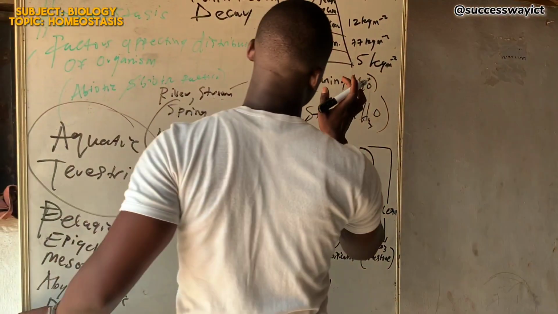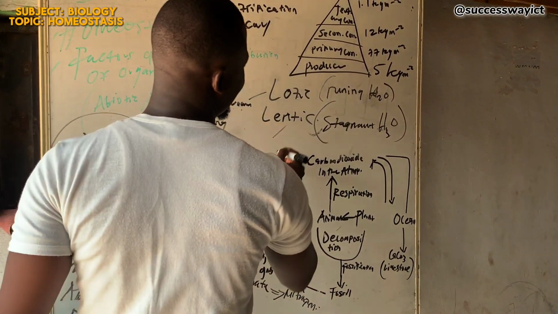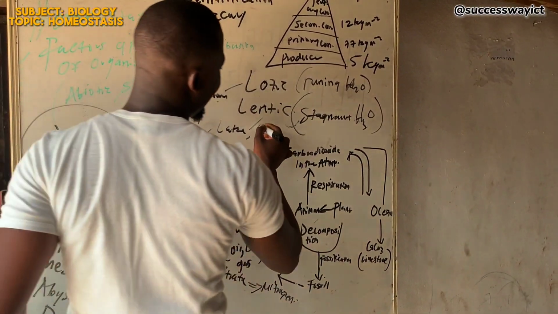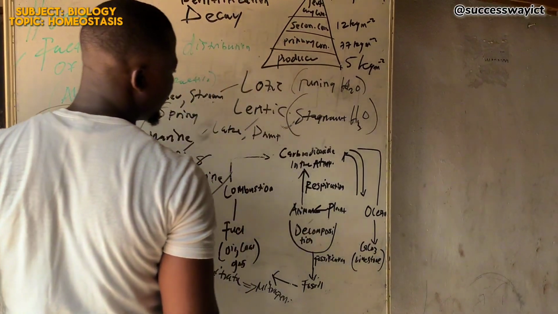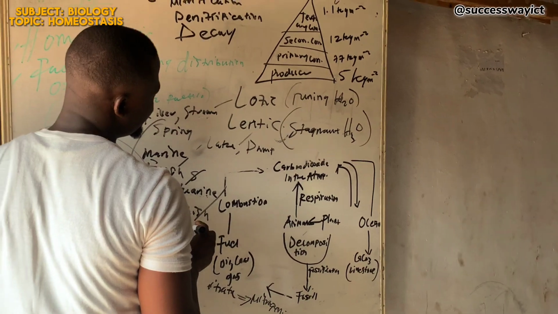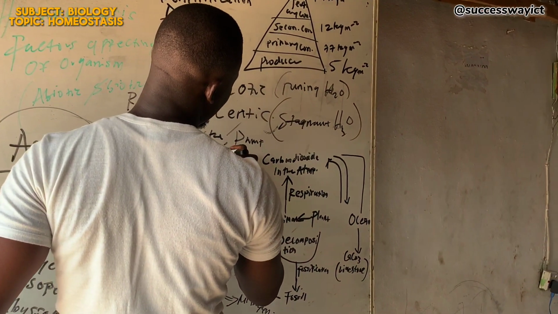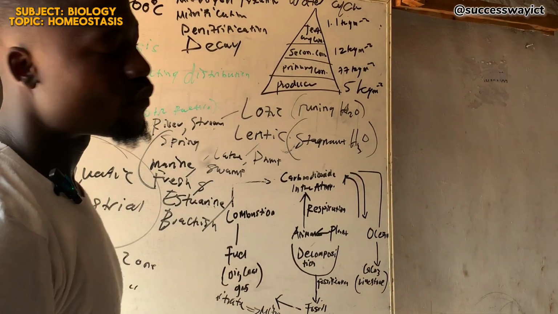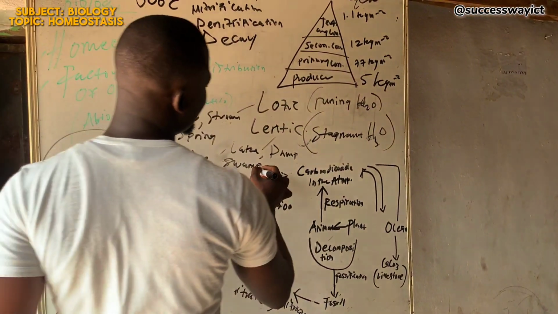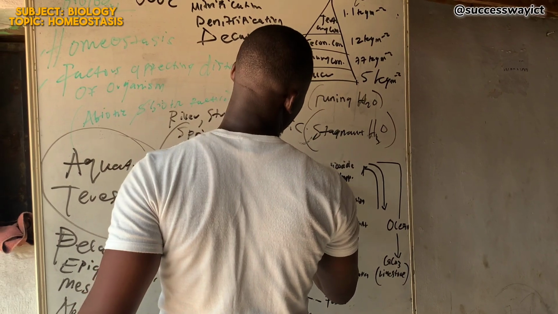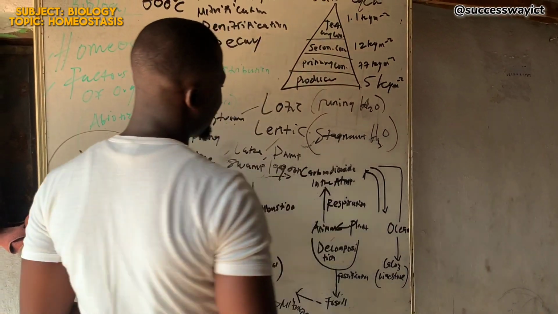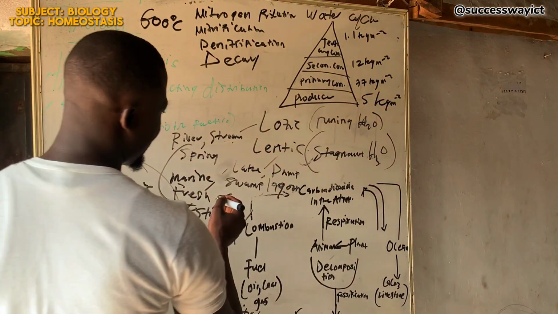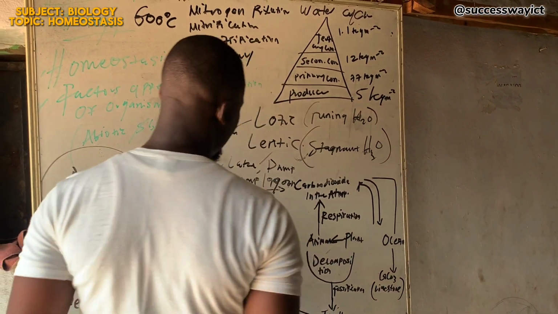Okay. What about the lentic, the stagnant? Dam. Lake. It's a lagoon. Lagoon is a stagnant. Pond. Okay, I didn't mention pond. All right.